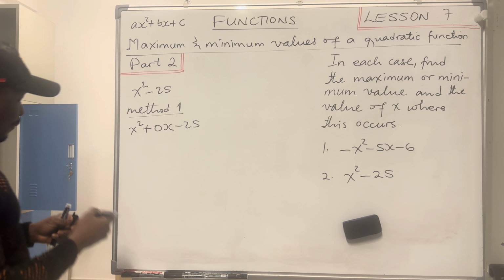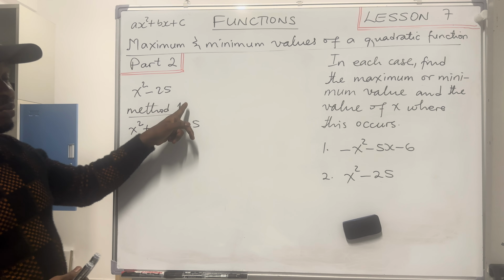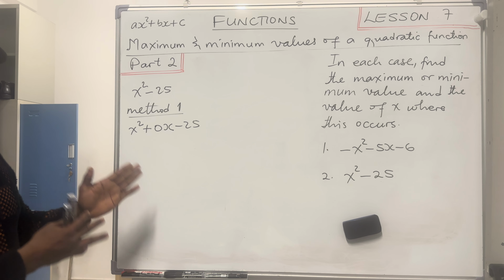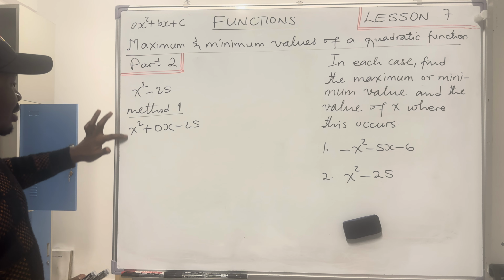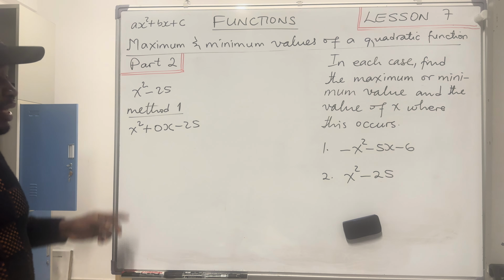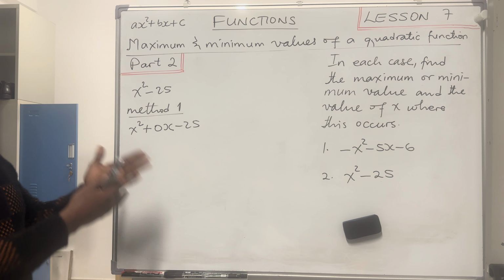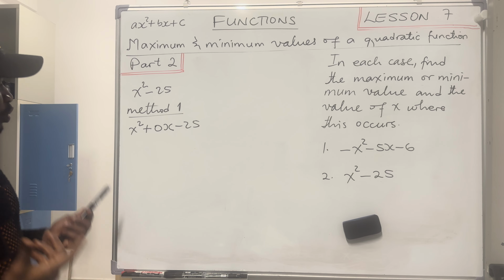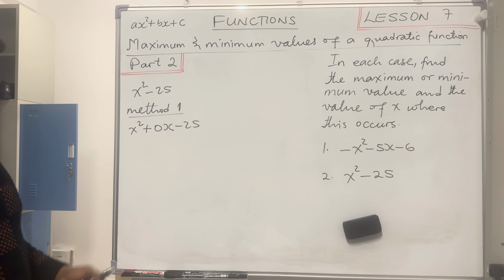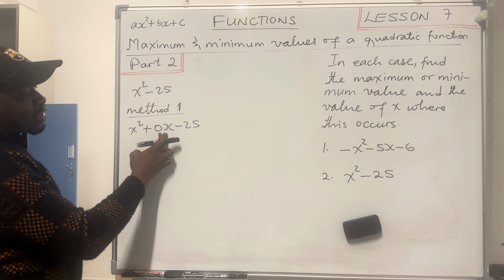As usual, for the first method, meaning the method of completing the square, we always want the coefficient of the square term to be 1. But here we are lucky, it is 1 already. So nothing to factor out. Since there is nothing to factor out, what else? We need the coefficient of x.